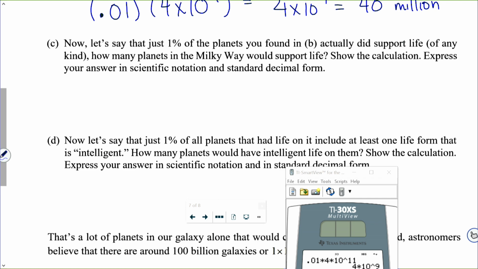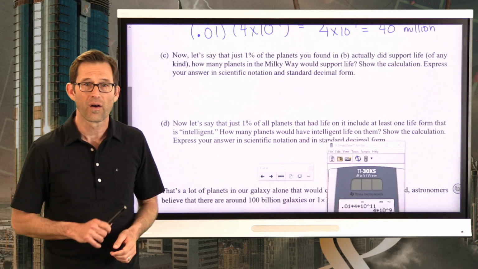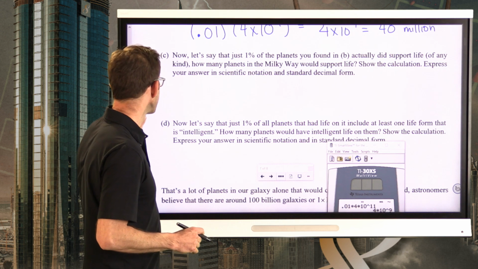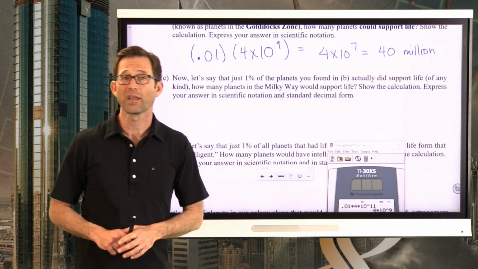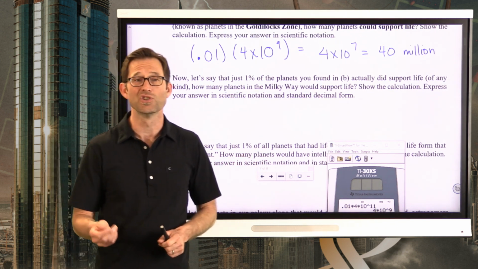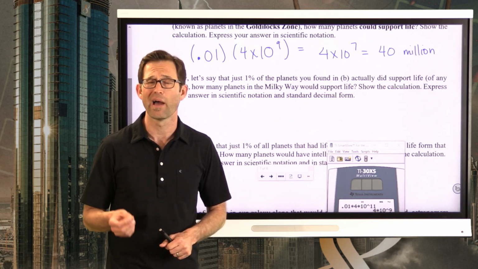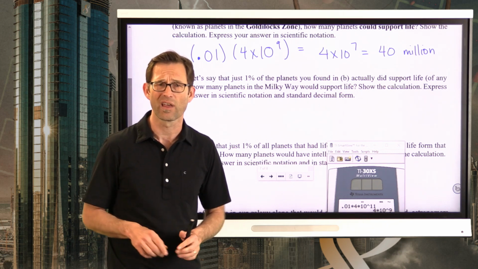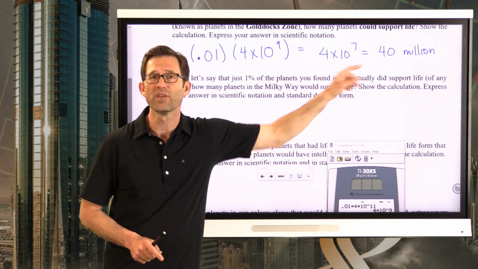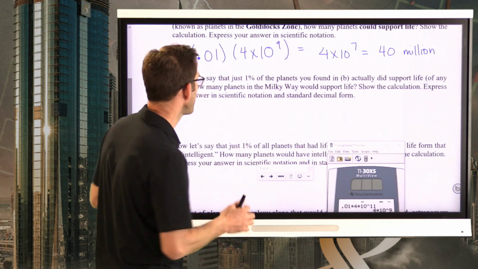Show the calculation, express your answer in scientific notation and standard decimal form. All right? Now again, we're talking about any life. We're talking about like primordial sludge, you know what I mean? Like algae, bacteria, amoebas, anything. Let's just say 1% of these 40 million have life, right?